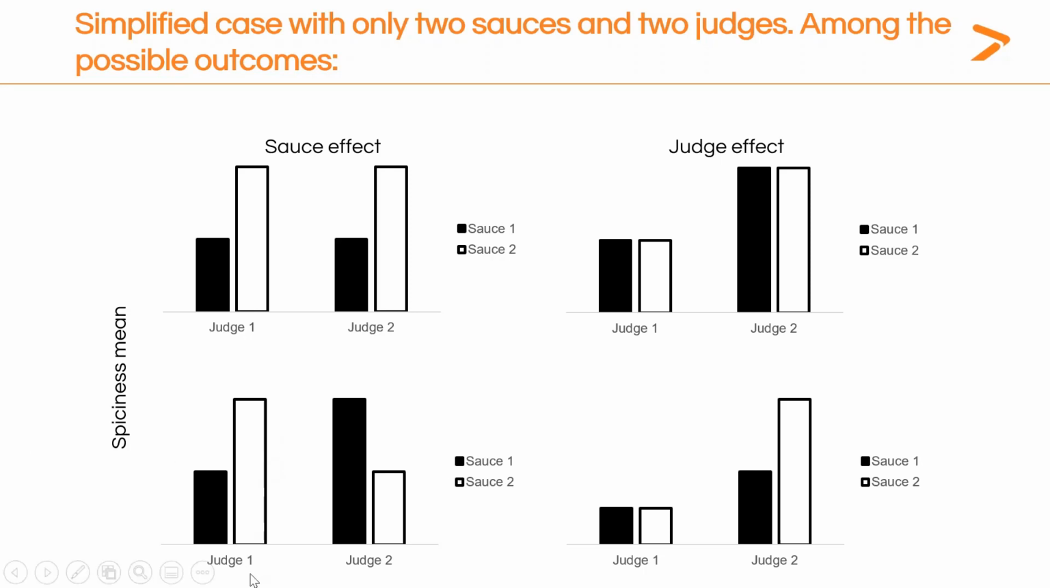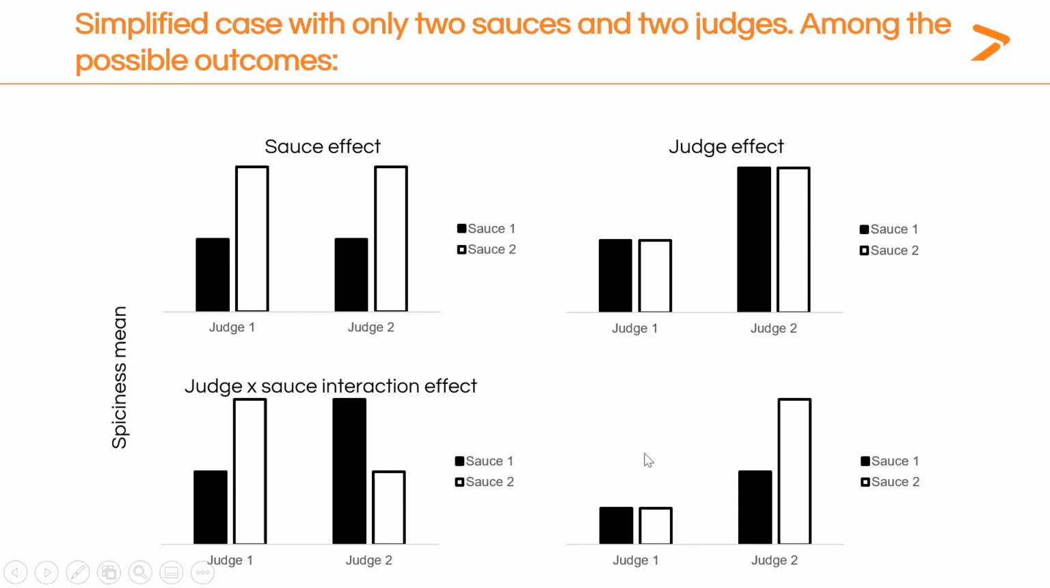Actually, the sauce effect depends on the category of judge. According to judge number 1, sauce number 2 is spicier than number 1. And according to judge number 2, sauce number 2 is less spicy than sauce number 1. This is what we call an interaction effect. So the effect of one factor depends on the category of the second factor.